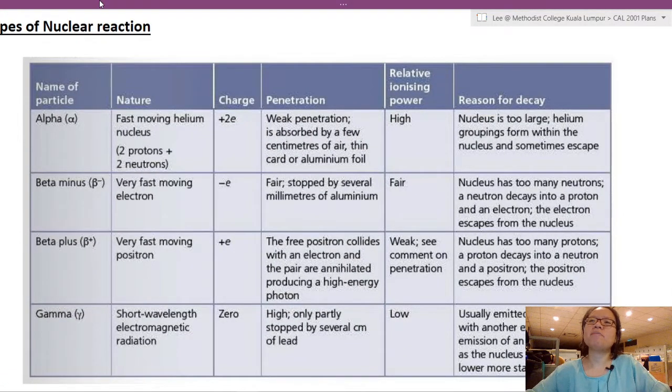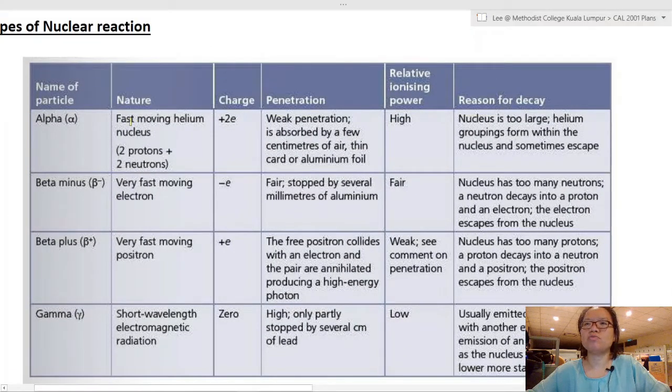Okay, so the alpha particle consists of a fast-moving helium nucleus. So it has 2 protons and 2 neutrons. Very heavy compared to its other radioactive siblings. Okay, and the charge is positive 2.